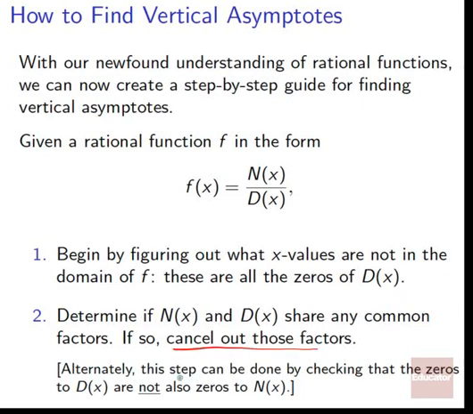Alternatively, this step can be done by checking that the zeros of d of x are not also zeros of n of x. For them to have a common factor, where they would both be going to 0 at the same time, means that they have the same root. So we can either cancel out the factors or just check and make sure that the roots of d of x are not also roots of n of x. But the easiest way to find roots in the first place is usually to factor, so you'll probably want to factor for the most part, but occasionally it will be easier to just plug in a number and see if it comes out to be 0.